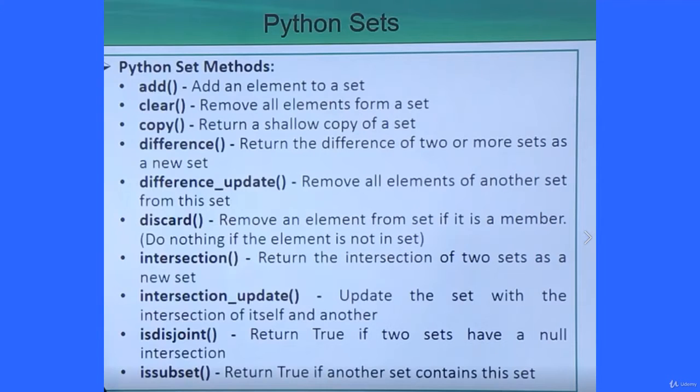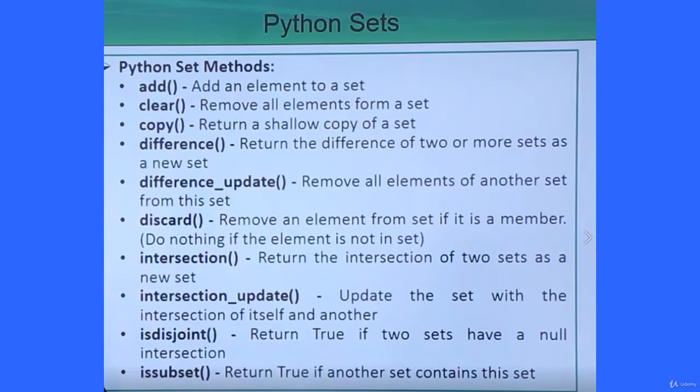Here we have the Python set methods. add, which will add an element to a set. clear, remove all elements from a set. copy, returns a shallow copy of a set. Next is difference, return the difference of two or more sets as a new set. Then difference update. discard, remove an element from the set if it is a member. Do nothing if the element is not a member of the set.